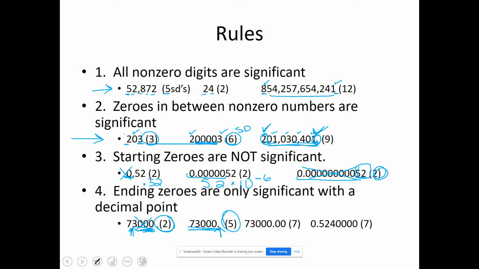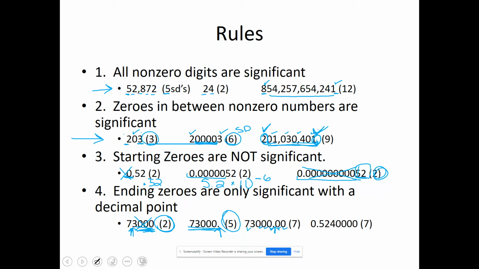The decimal could be right at the end of the number, like the second example, or you might see the decimal, like the third example, sandwiched between zeros. All of those zeros are still ending zeros, and there's a decimal. So every one of these zeros are going to count. They're all ending zeros, and there's a decimal. So they all count.